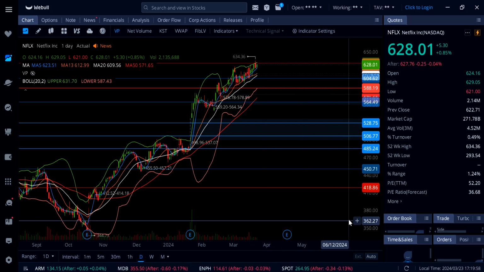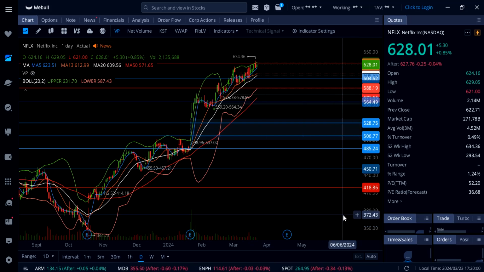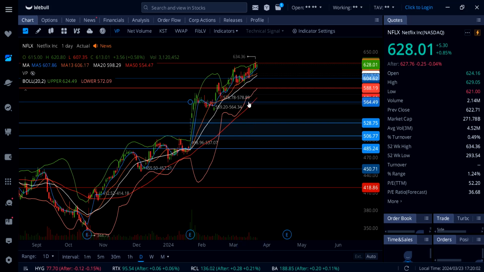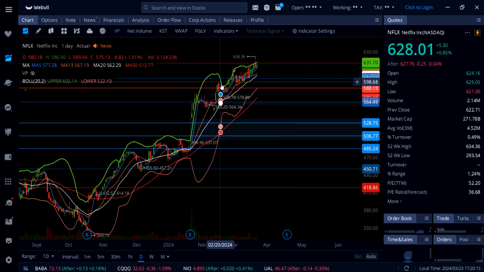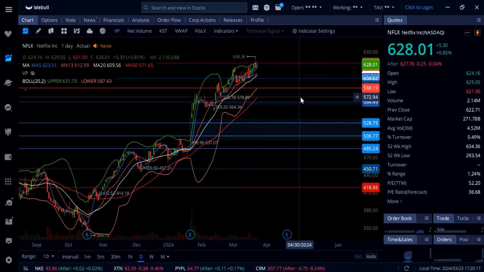Now, I said it before also, if Netflix breaks and holds 630, you're going to see more upside, easily up to 635, 650, 680, and then 700 also possible here on Netflix, but we need that breakout over 630 for that to happen here on the stock.